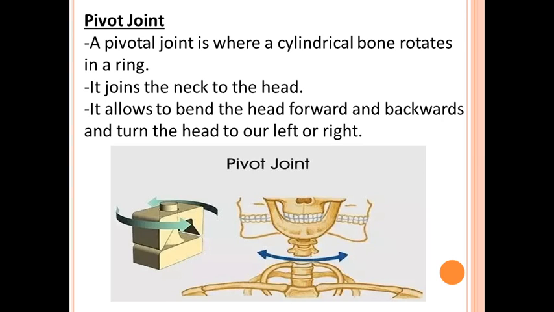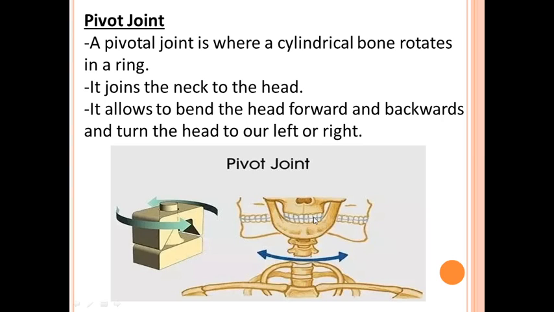Then there is a pivot joint. A pivotal joint is where a cylindrical bone rotates in a ring. Now, what does rotates in a ring mean? See, this is your skull and this is your neck part. The skull is joined to the vertebral column. In the skeleton we have learned about the vertebral column. So this is your vertebral column and this is your skull.